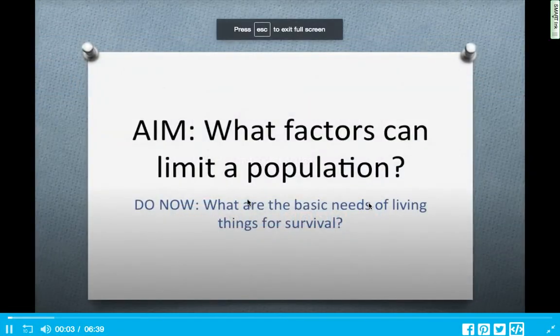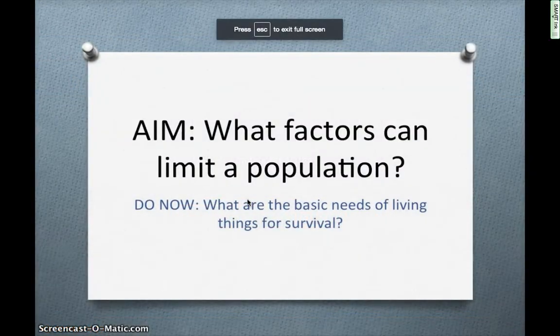Unit 11, page 3. Today's lesson will be about what factors affect a population in terms of limiting its size. So let's think about what the basic needs of survival are for living things. Take a moment, write a couple ideas. What do you think all living things should need in terms of their very basic needs?